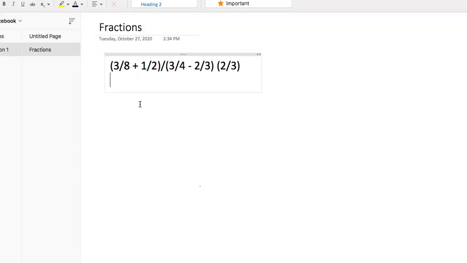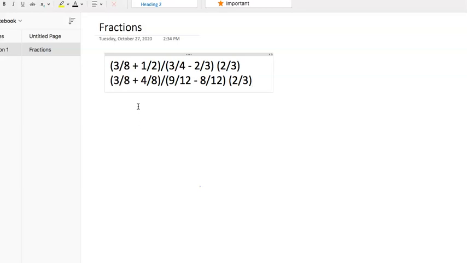First thing, 3/8 plus 1/2. We want to get 1/2 up to a number with an 8 in the denominator, so now we'll go 3/8 plus 4/8, multiplying top and bottom by 4, divided by 3/4 minus 2/3. We'll multiply 3/4 by 3 on each side to get 9/12, minus 2/3 times 4 on each side, which gets it to 8/12. We'll leave the two-thirds alone for now, times two-thirds.